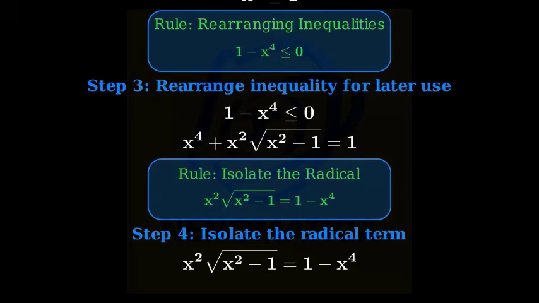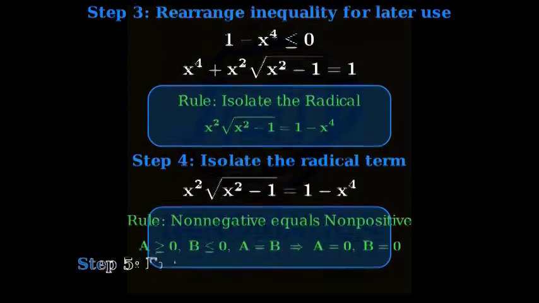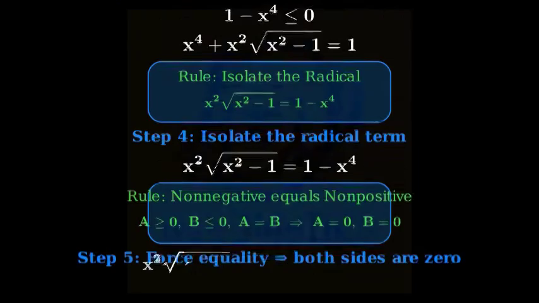Step 5. Compare signs to conclude both sides must be 0. The left side x squared times the square root of x squared minus 1 is always non-negative on its domain. From step 3, we know 1 minus x to the fourth is less than or equal to 0. A non-negative quantity equaling a non-positive quantity forces both to be 0.